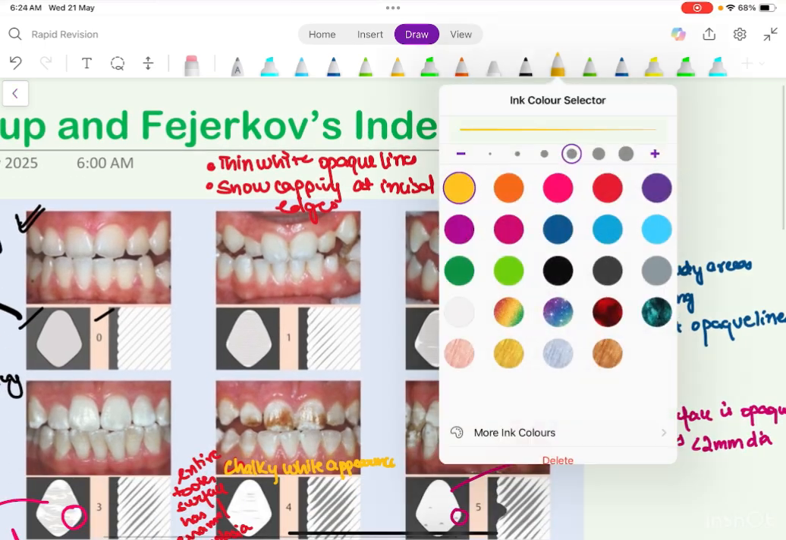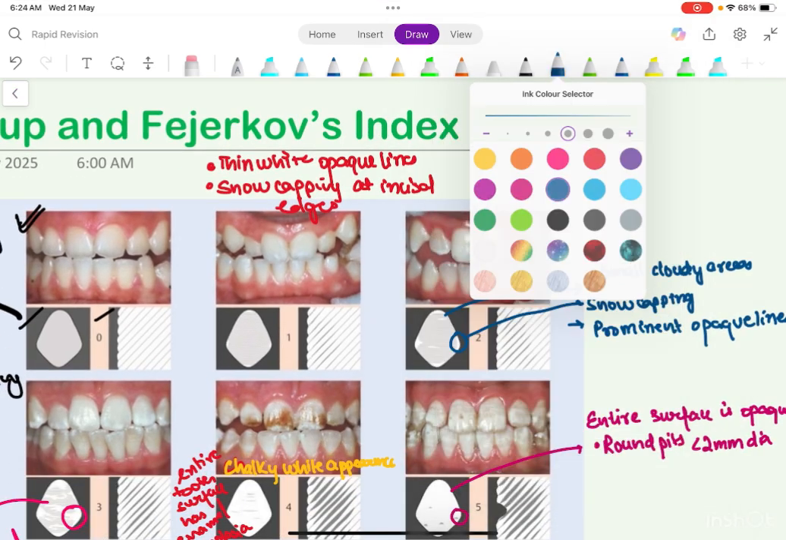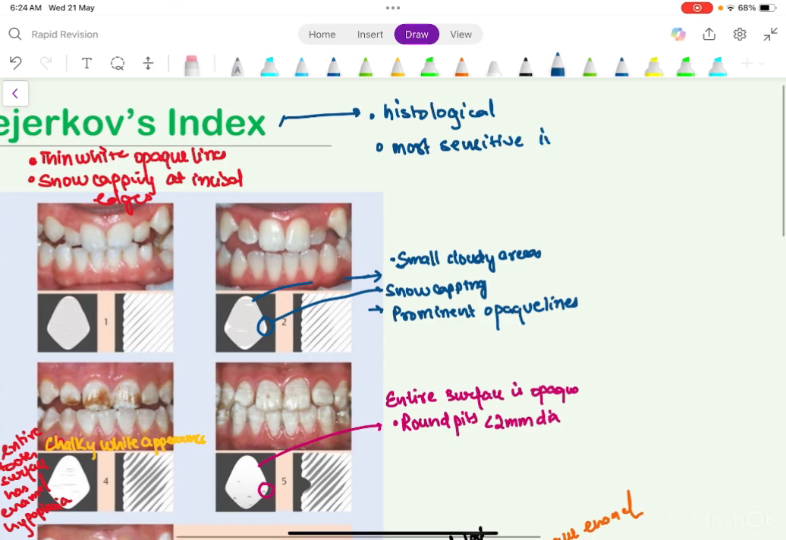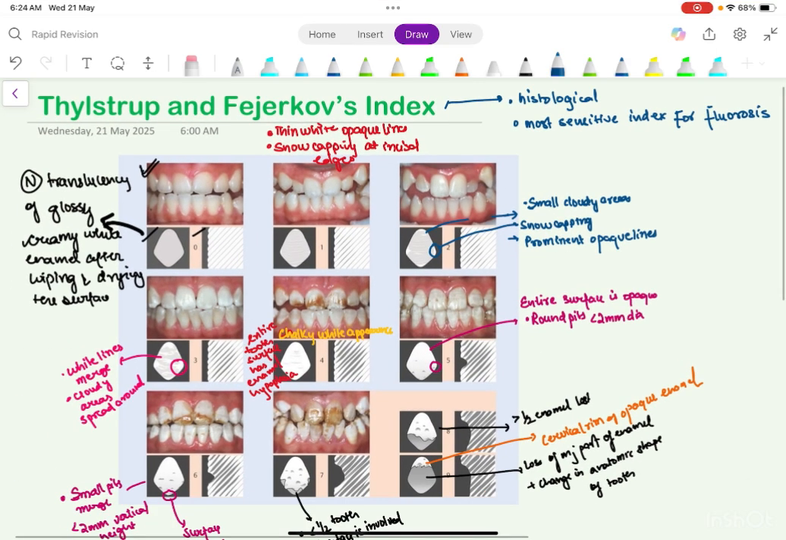Now here you have to know that there are just two very general questions that come. First of all, you should know that this gives us a histological aspect. Okay, and it is the most sensitive index for fluorosis. Okay, so this completes the Thylstrup Fejerskov index.